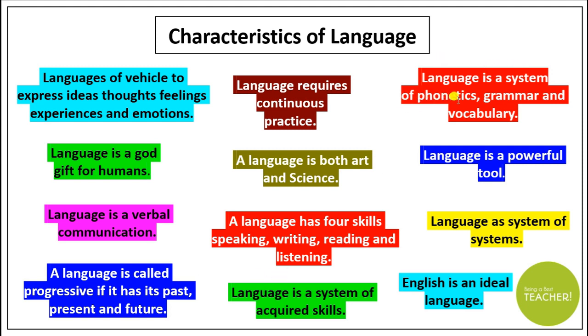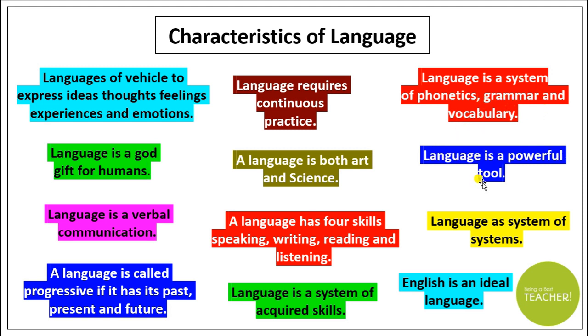Language is a system of phonetics, grammar, and vocabulary. If you want to have mastery of any particular language, definitely you need to learn the phonetics, grammar, and vocabulary of that particular language. Like if I say that I am very good in Hindi because it is my mother tongue, then definitely I have mastery in phonetics, grammar, and vocabulary of that language, that is Hindi.